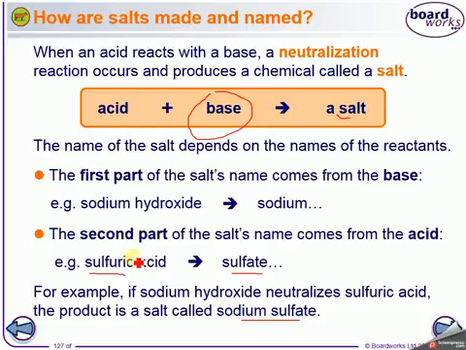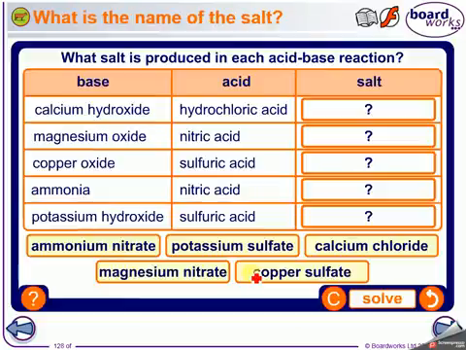Pause the video and have a read of the slide, please, guys. Very important. Shall I run through that again? The first part of the salt's name comes from the base. So if the alkali is sodium hydroxide, you know that the first part of the name of the salt is going to be sodium. The second part of the salt's name comes from the acid. So if you use sulfuric acid, it makes sulfate. Now, there are rules with this.